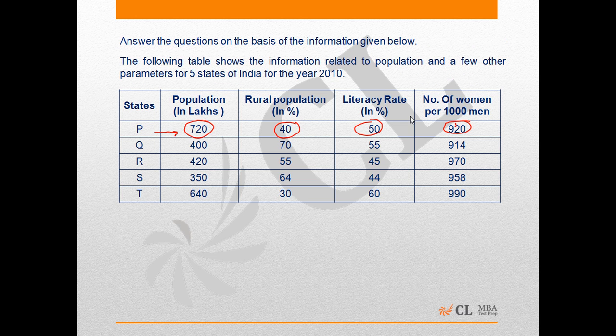So first of all, find the total rural population, which is 40% of 720. This will be 288. Out of these 288 lakh people in rural areas, 188 lakh in state P are female and all these females are literate. So the rest of the persons who are male are illiterate.